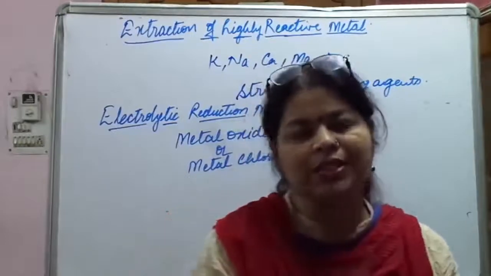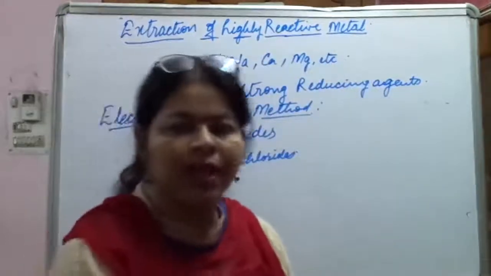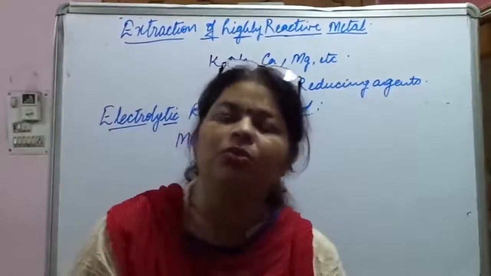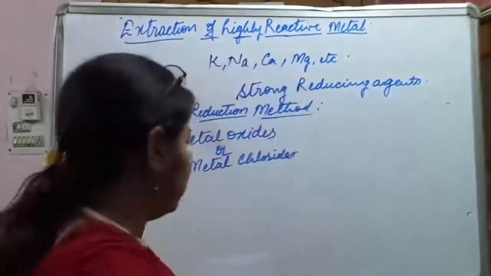So let us take one example and see how it happens. Electrolysis reduction of sodium chloride to give sodium metal.